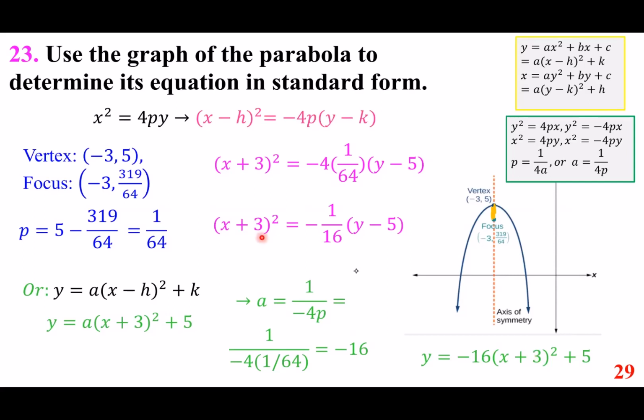So if you look at this one, if you move things around, if you move the 5 to this side, everybody becomes y minus 5. If you divide by negative 16, you get this one. I hope you see that you can go from here to here easily. Move the 5, divide by negative 16. They are the same.